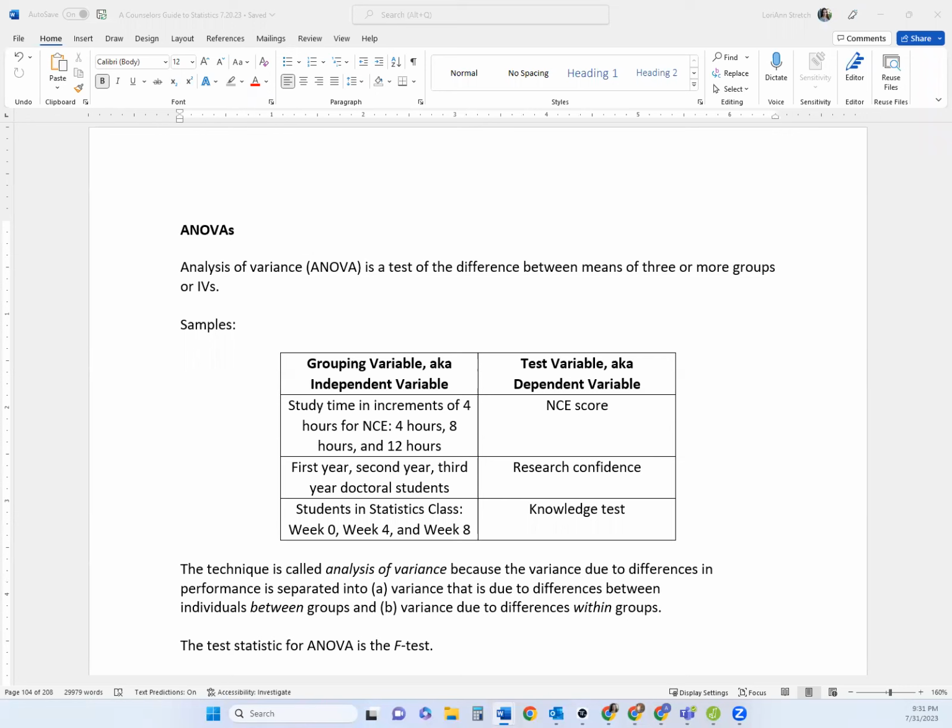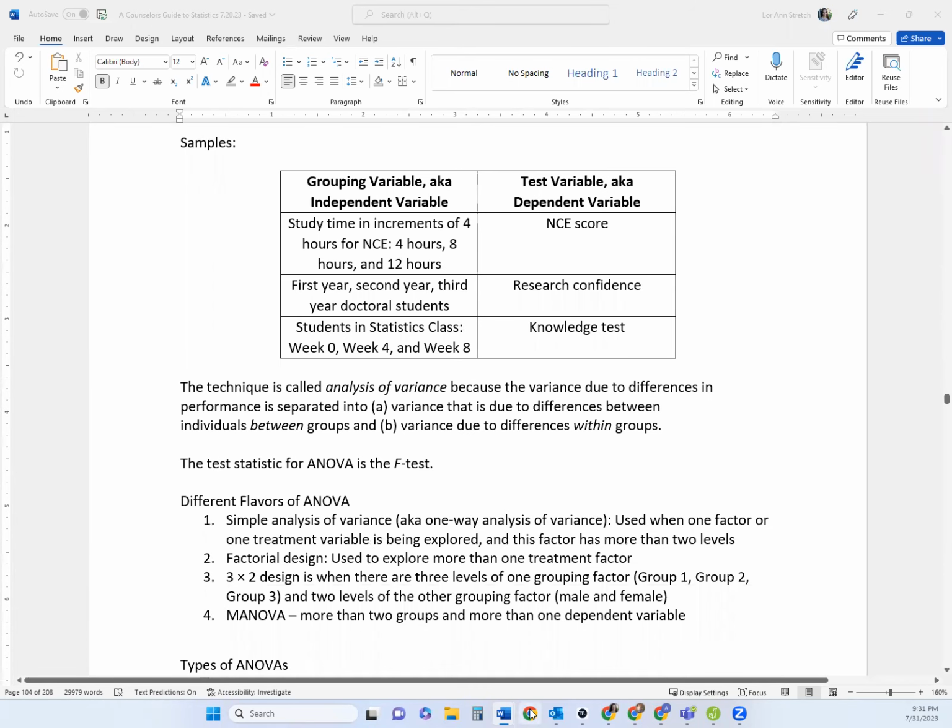Now, this technique is called analysis of variance because we're looking at the variance between groups and within the groups. So you'll see what that means as we move forward. With an ANOVA, you get an F score, and so it's called an F test. Like I said, there's different ways to do ANOVAs. First, we're going to be looking at simple analysis of variance, or one-way ANOVAs, but we'll also be taking a look at factorial ANOVAs, ANCOVAs, and MANOVAs.